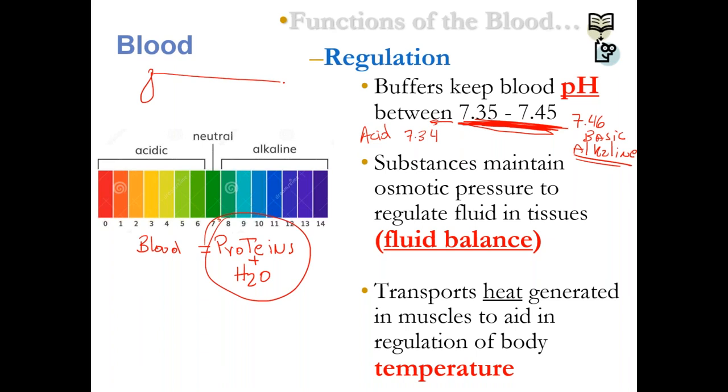For example, here we have a vessel. Let's make the proteins like X, and the water like H. So we have proteins as an X and the water inside. What they are doing is attracting each other. So the protein is going to make the water stay in the vascular space.